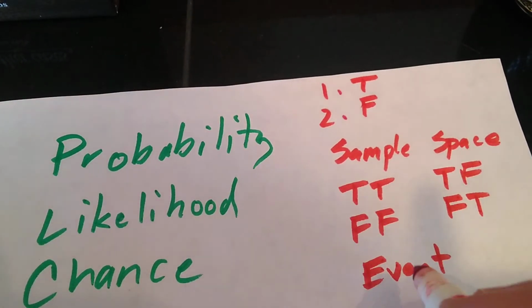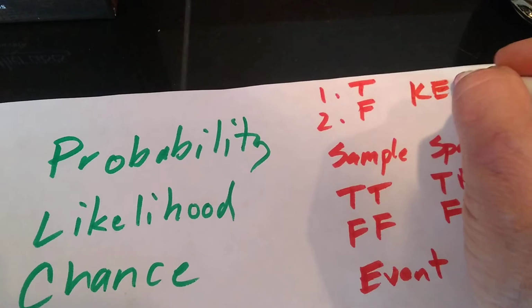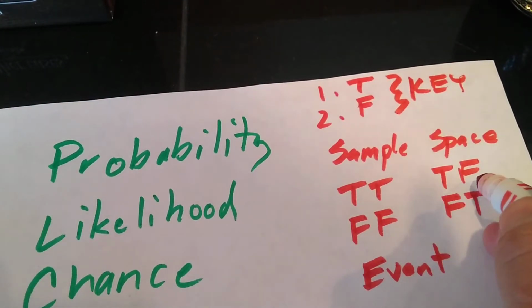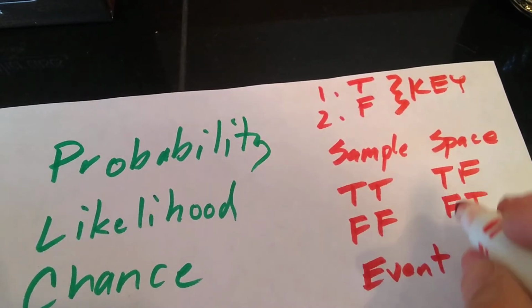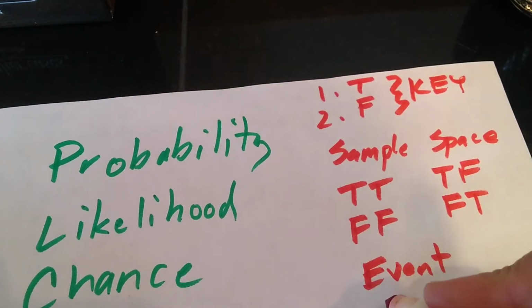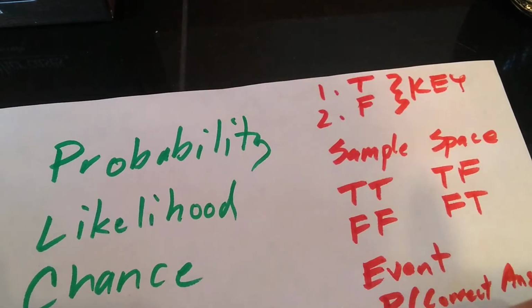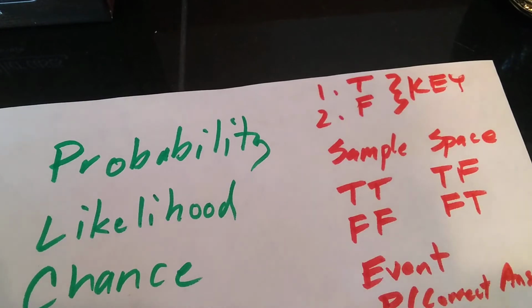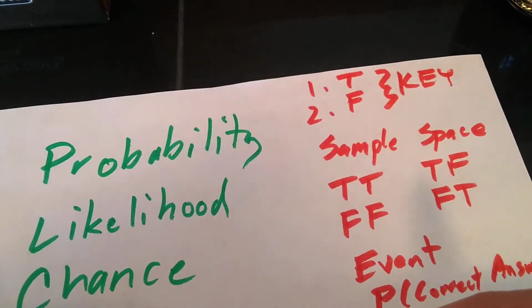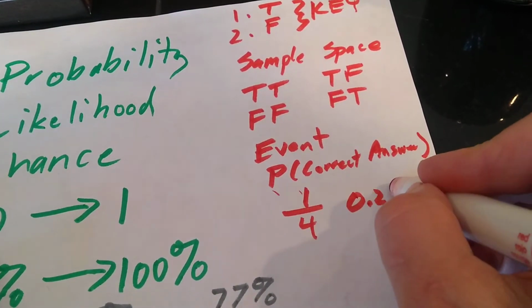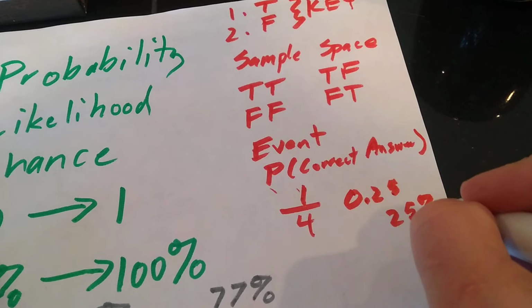But if we just look at that, what's the chance of me, if this is the key, the correct answer, we just made that up. There's only one of those, true, false. There's a 1 in 4 chance of this happening. So the probability of me doing the correct answer, and this is one way you write a correct answer, is 1 over 4. Or it's 0.25, or it's 25%. Those are all correct answers.